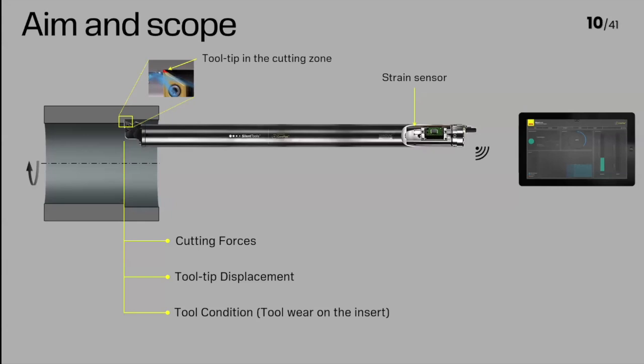In this project, we're aiming to extract high-quality information during the machining, such as cutting force, tool tip displacement, and tool condition, which is correlated to the tool wear on the insert. And this is made possible through the data collected from the embedded sensors. And why is this important? Because the data allows the system to make automated and intelligent decisions, improving the efficiency, quality, and the tool utilization.